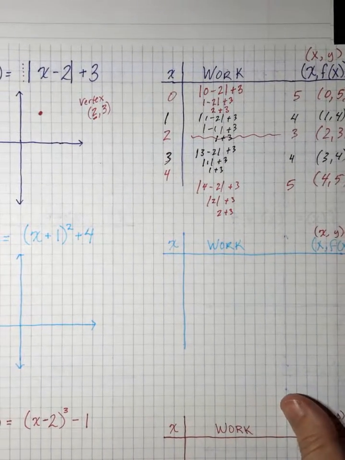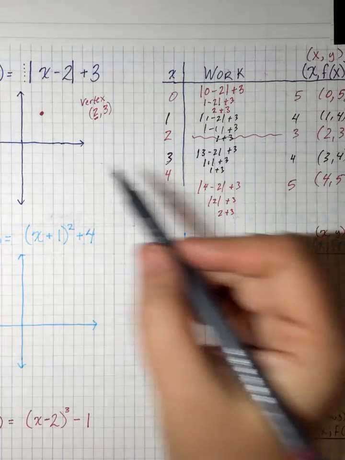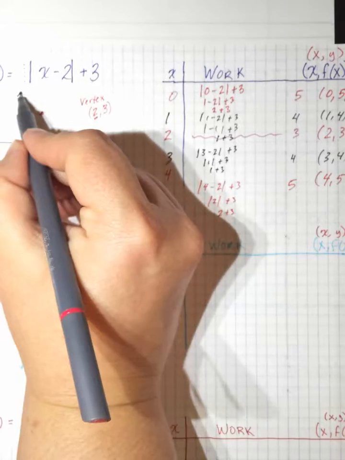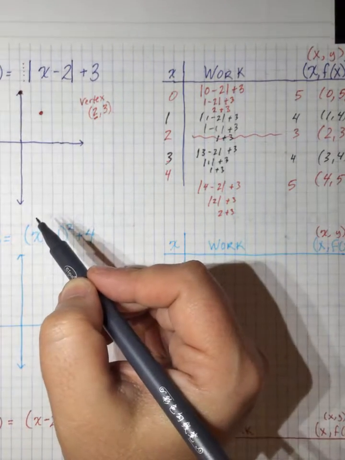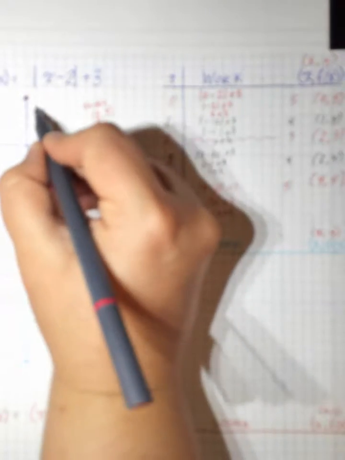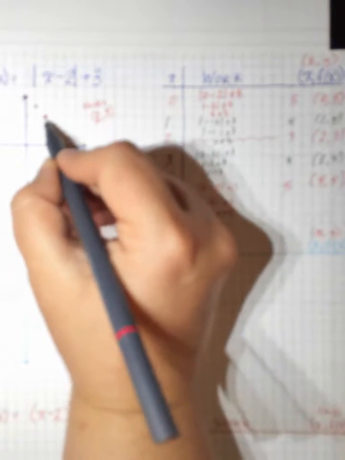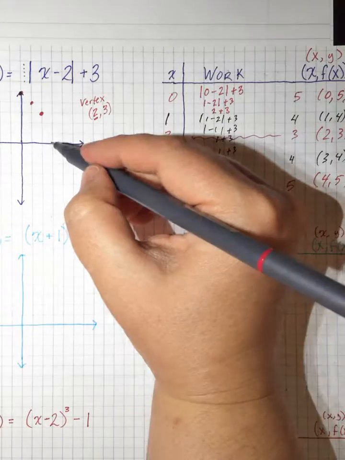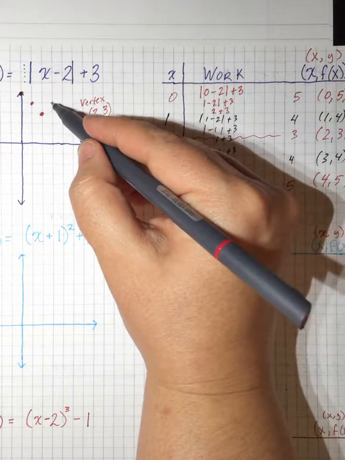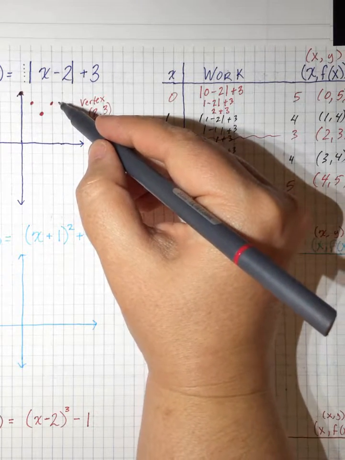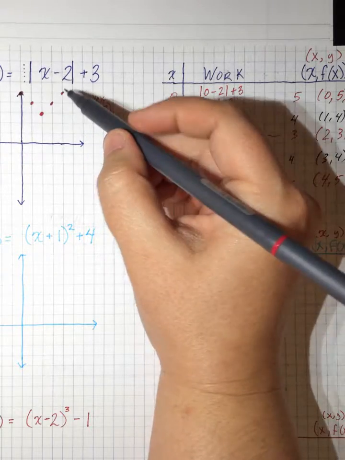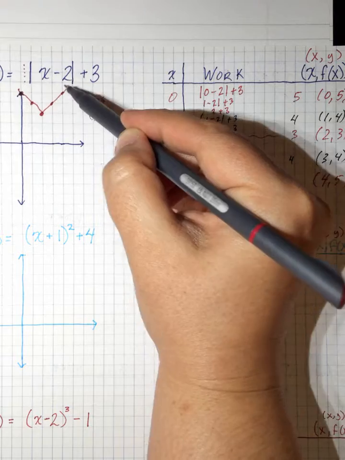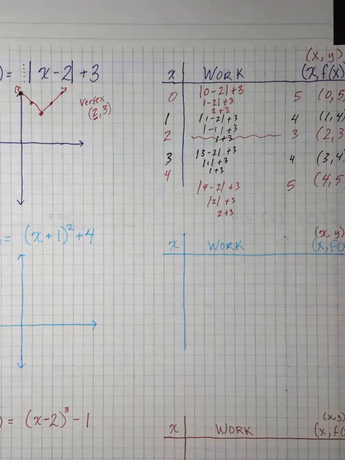So if I go plot these points, 0, 5, 0 on the x-axis, 5 on my y-axis puts me there, 1, 4 puts me here. I've already got my 2, 3. And my 3, 4 puts me here. And then my 4, 5 puts me here. And if I graph these in the shape of a V, there's my concave up V function.